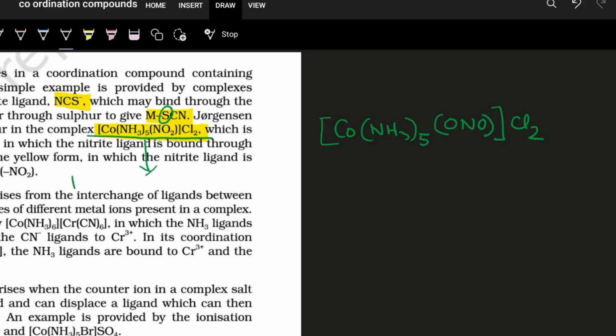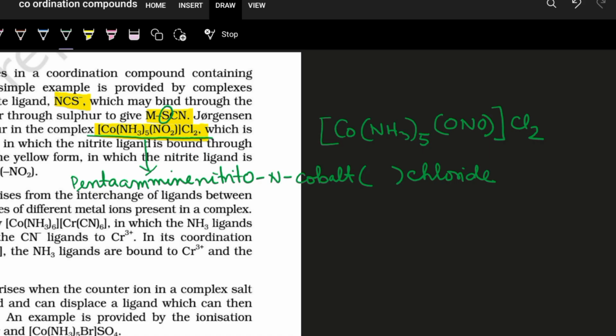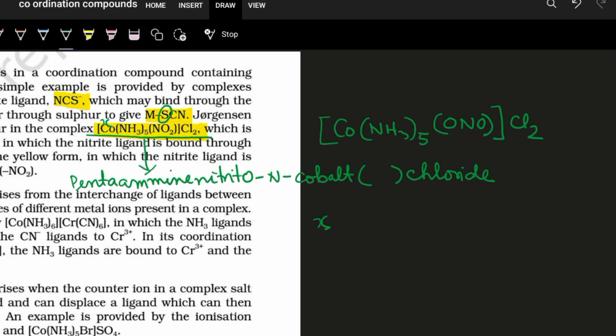Over here it is pentaammine, then comes your nitrito N, cobalt because this is your positive sphere, keep the space for oxidation state and then write the counter ion which is chloride. See what will be the oxidation state. If you consider x for cobalt, NH3 is neutral, NO2 is -1 and this is equal to 2+. So x will be +3.